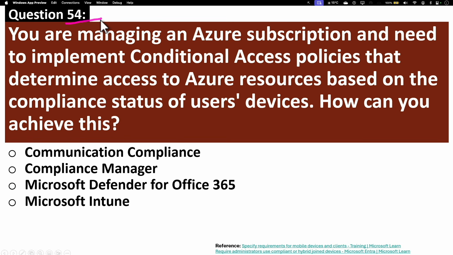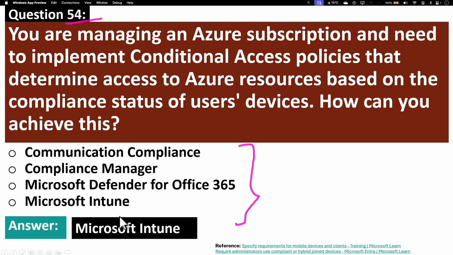Let's look at question number 54. You are managing an Azure subscription and need to implement conditional access policies that determine access to Azure resources based on the compliance status of users' devices. How can you achieve this? Let us look into the four options available. The correct answer is Microsoft Intune. So how can Microsoft Intune help you with this? Microsoft Intune is needed for a conditional access policy to identify access to a resource based on compliance status. Intune will establish compliance and provide the result to the conditional access policy.